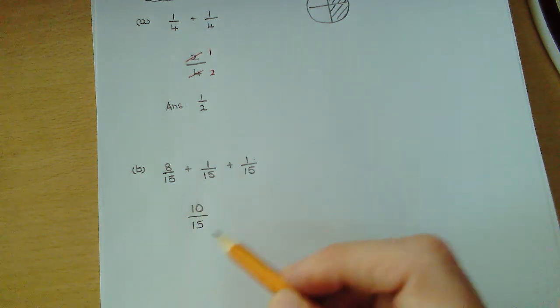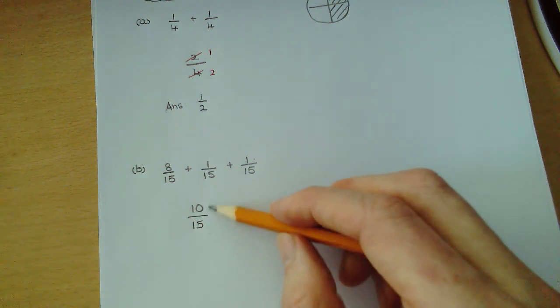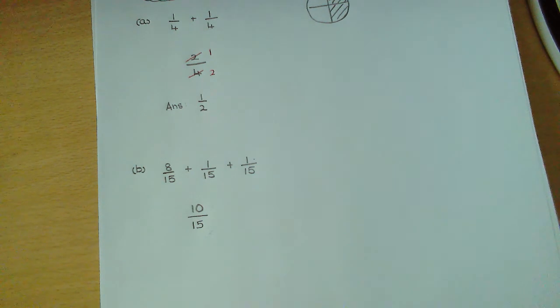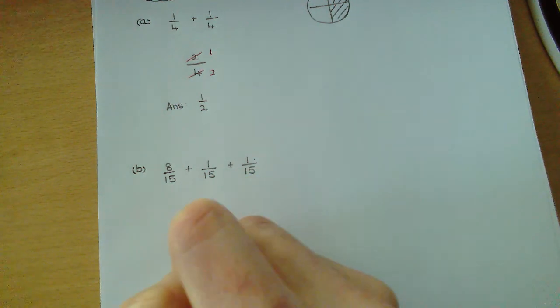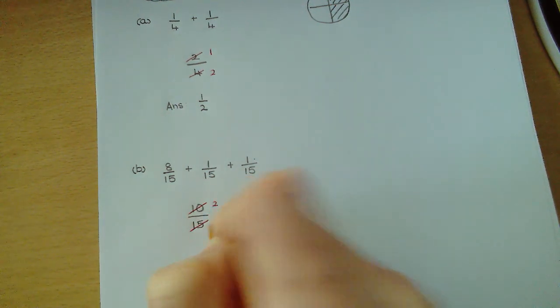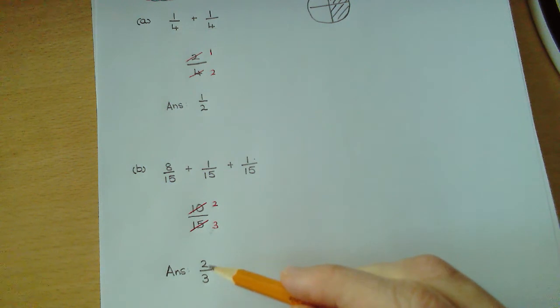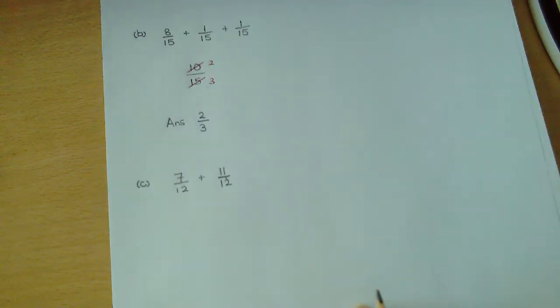But is it fully simplified? The answer, of course, is no, because the largest number that goes into 10 and 15 is 5. So that means we can then divide by 5. So divide the top number by 5, we get 2. And then divide the bottom number by 5, we're going to get 3. So our final answer is 2/3. And again, it is fully cancelled or fully simplified because the largest number that goes into 2 and 3 is just 1.